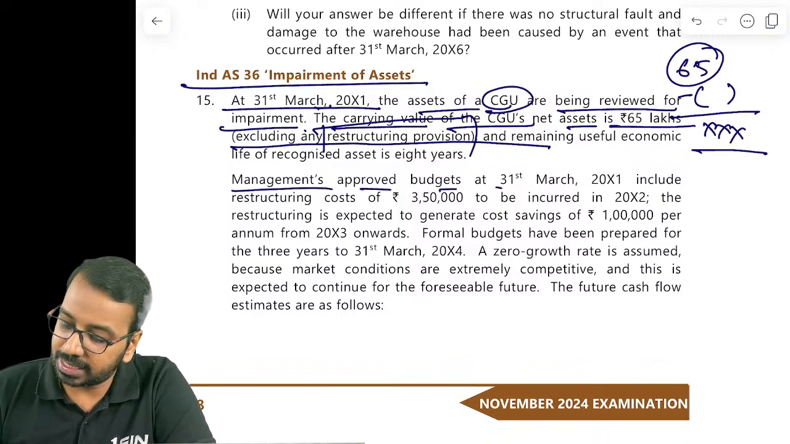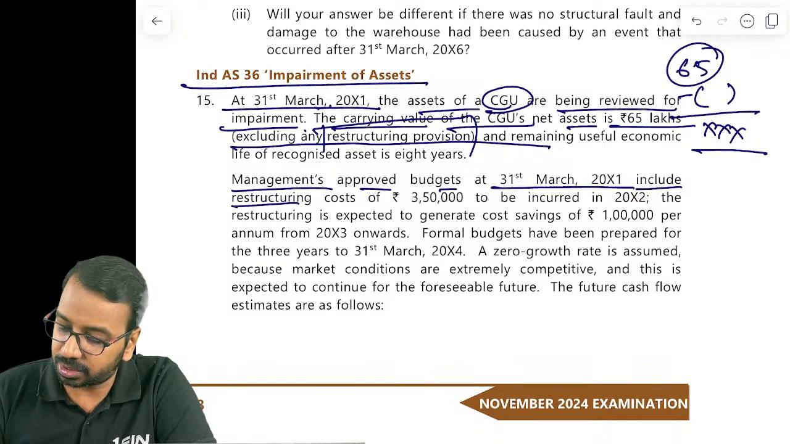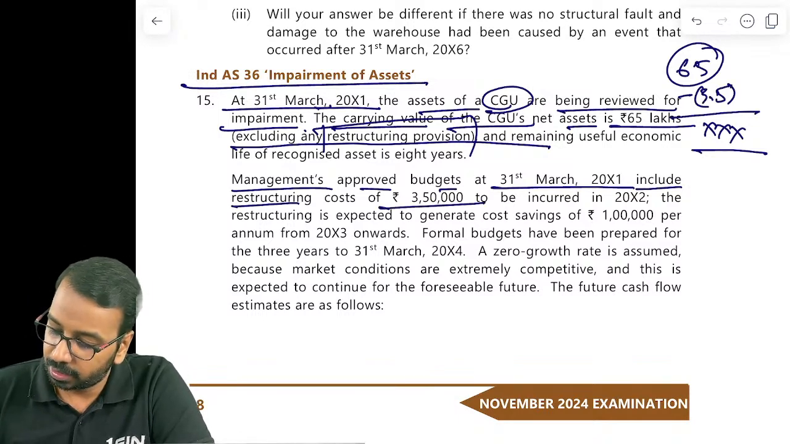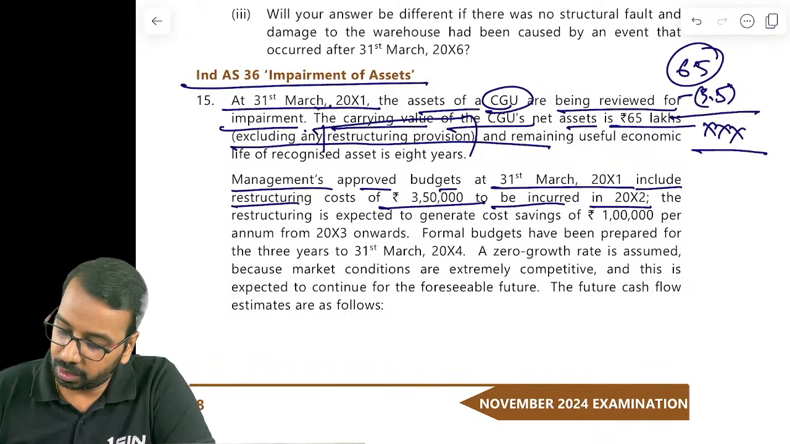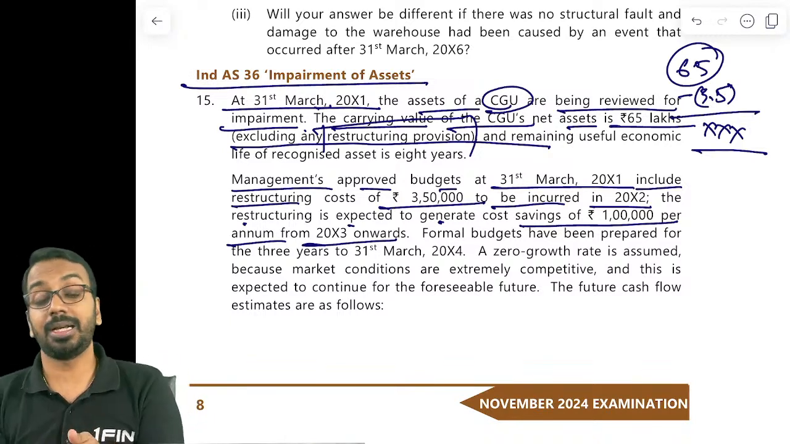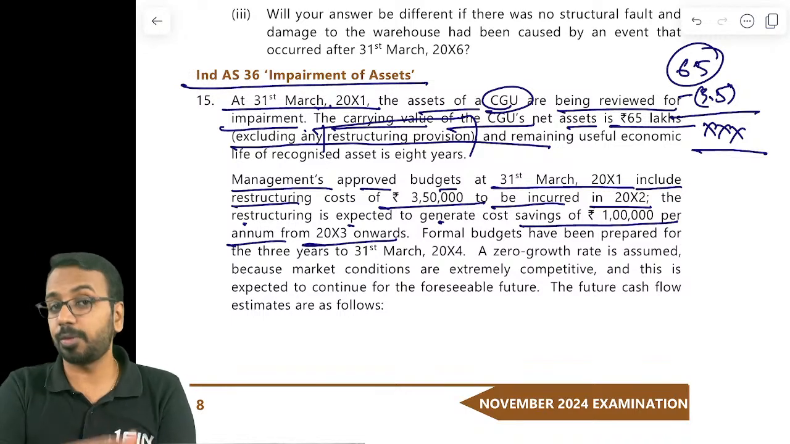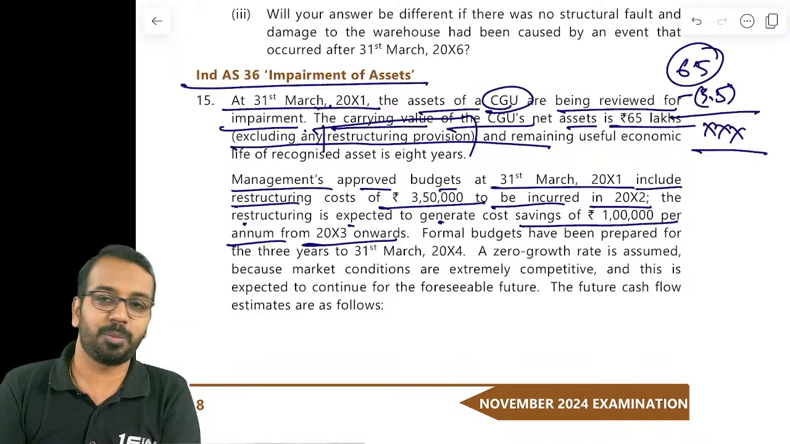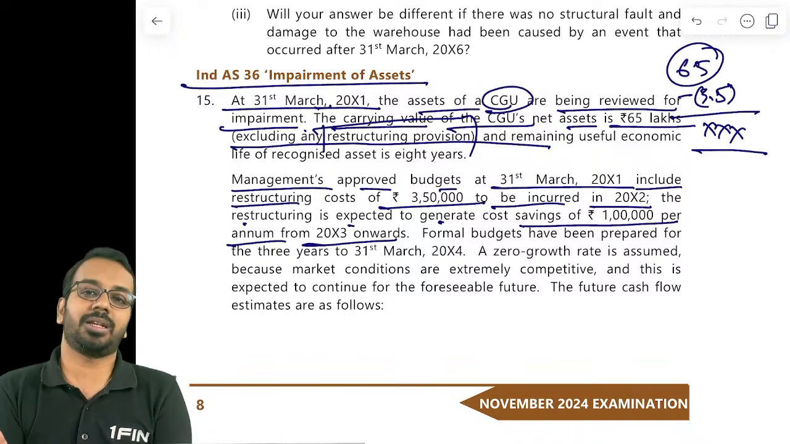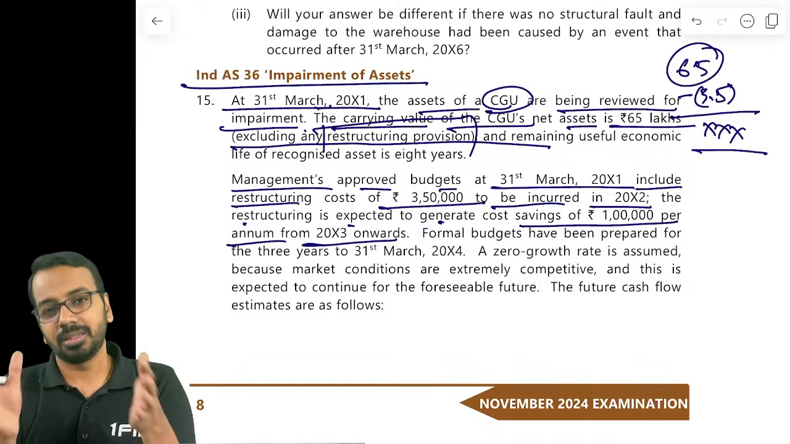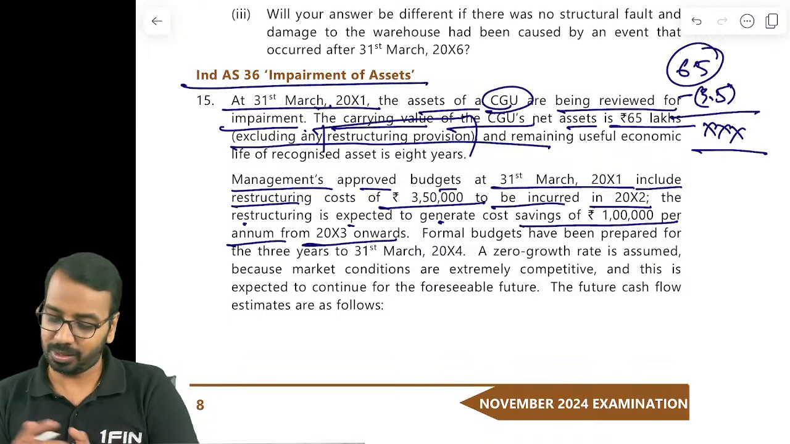Management's approved budgets at 31st March year 1 include restructuring cost of 350. So this will be 3.5 lakhs, to be incurred in year 2. The restructuring is expected to generate cost savings of 1 lakh per annum from year 3 onwards. So now what you have to do is, when you're doing an impairment, if you're making a provision of the restructuring cost, then the revised cash flows after restructuring should be considered. If you are not providing for any restructuring provision, then the existing cash flow projection should be considered.